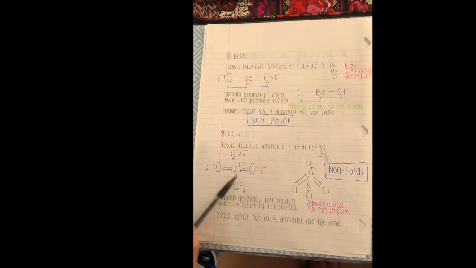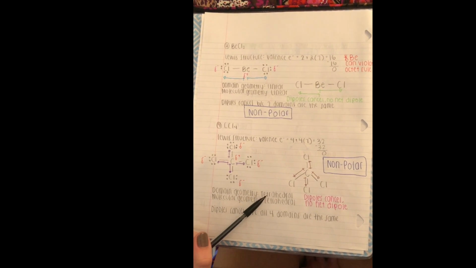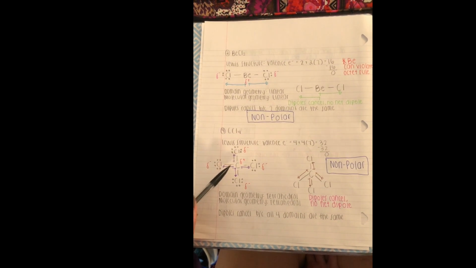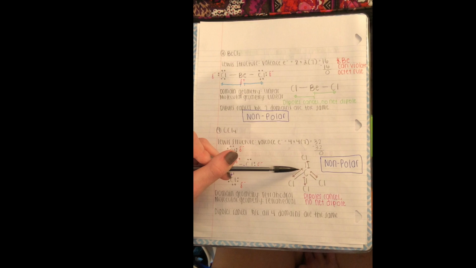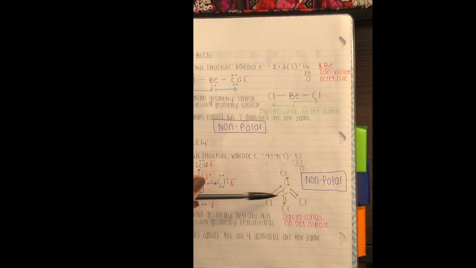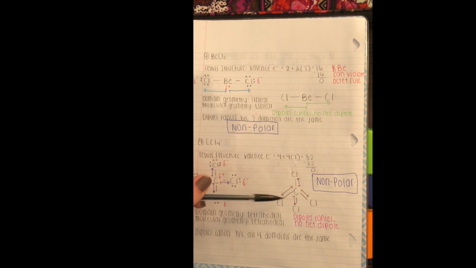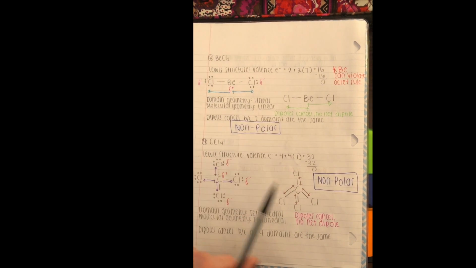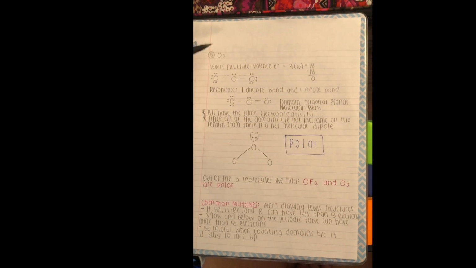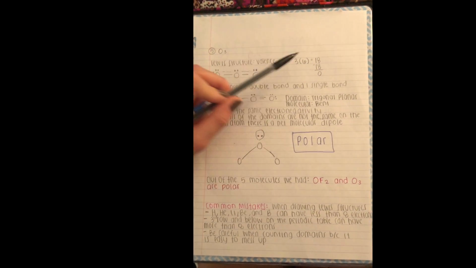So then we count our domains, 1, 2, 3, 4. So it's a tetrahedral. The molecular geometry is also the same. That's a tetrahedral. So we come over here and draw it with our dipoles, and the dipoles cancel, so there's no net dipole. The dipoles cancel because all 4 domains are the same. So CCl4 is nonpolar.